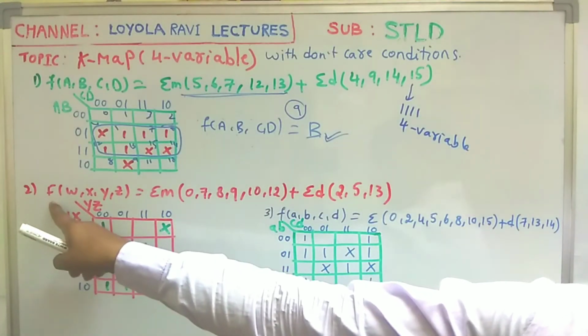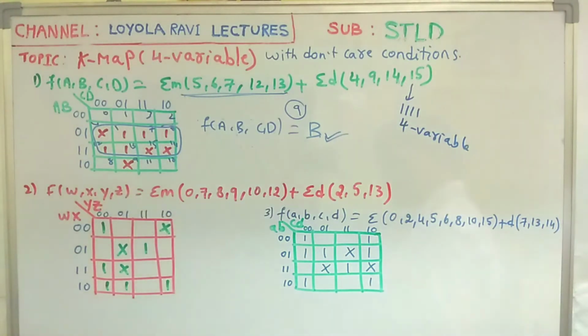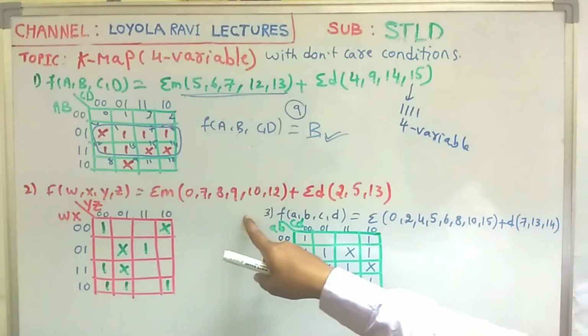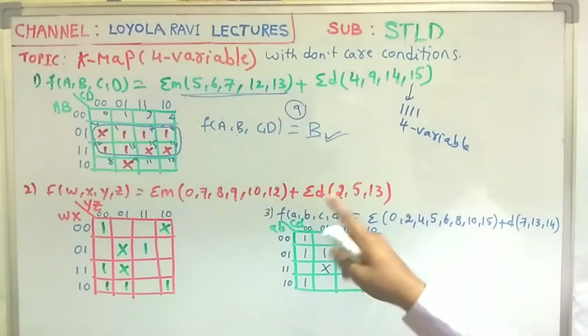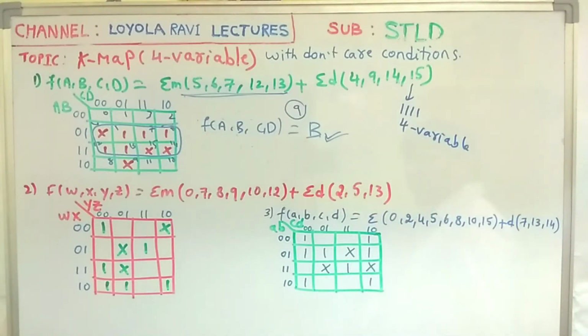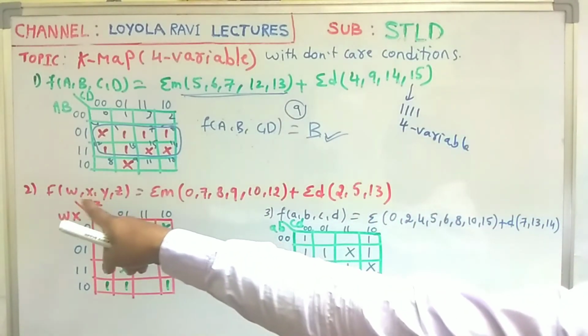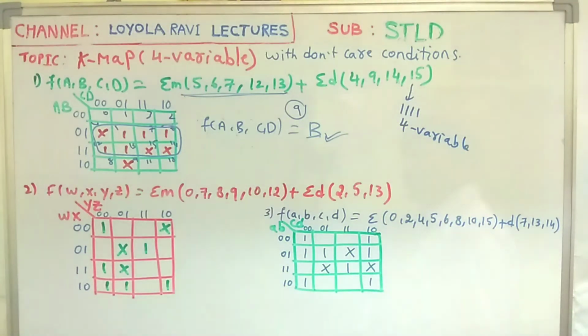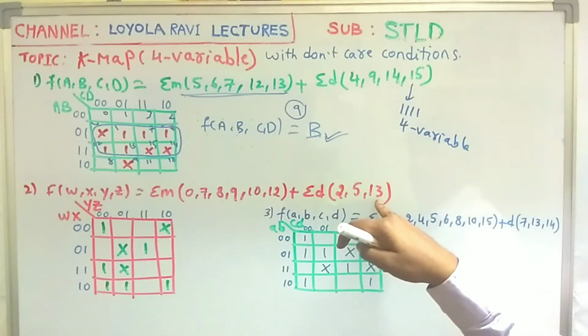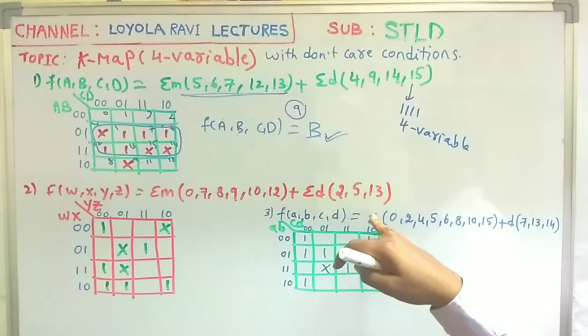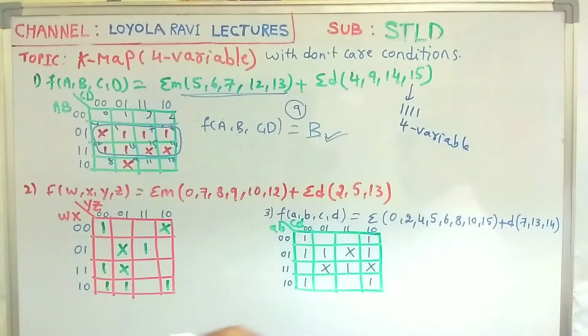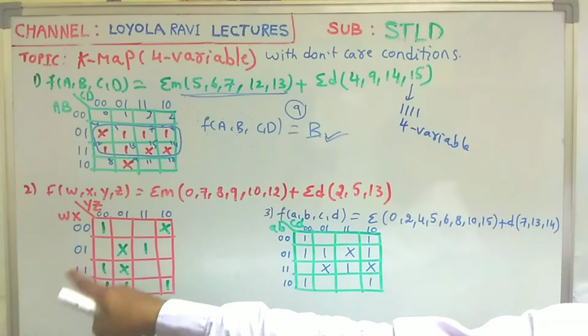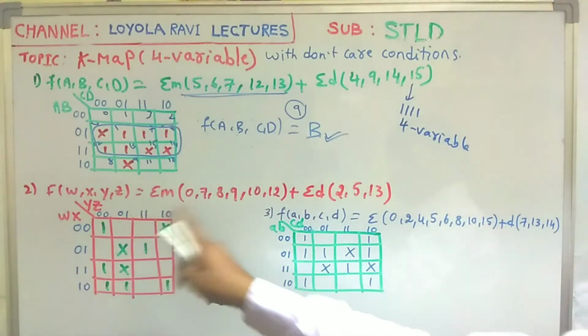Second example: f of w, x, y, z is equal to sigma m of 0, 7, 8, 9, 10, 12 plus sigma d of 2, 5, 13. Again, here also he has mentioned the variables w, x, y, z. That's why it is a 4 variable K-map. Otherwise, you can go for the maximum number 13, nothing but 1, 1, 0, 1. 4 bits, so we have a 4 variable K-map. W, x on one side, y, z 0 0, 0 1, 1 1, 1 0.